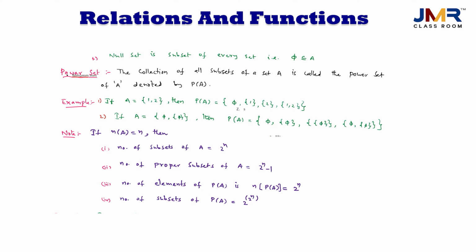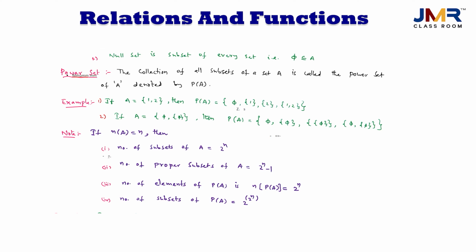Now, if n of A equals n, then the number of subsets of A is 2 power n. See here, A contains 2 elements. Power set contains 2 squared, 4 elements. Similarly, A contains 2 elements, then power set contains 2 squared, 4 elements. If n of A equals n, then number of subsets of A is 2 power n.